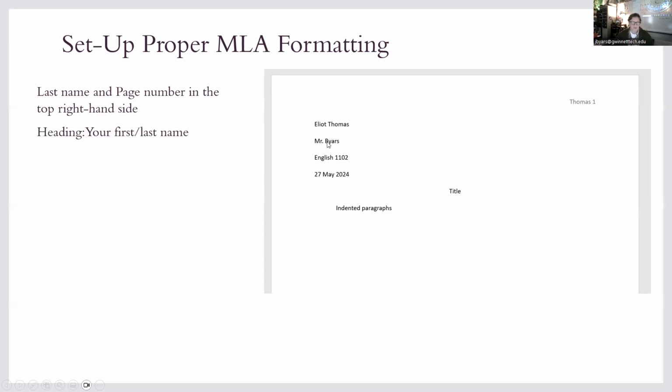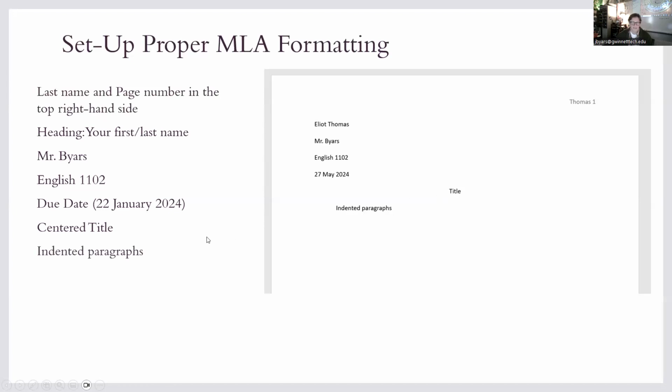The heading begins with your first and last name, my name, the class, and the due date, whatever the due date is. We have the day of the week first, then the month, and then the year. Title should be centered. Your paragraphs will be indented, and everything needs to be double spaced. It needs to be set up double spaced. There should be no extra spaces between paragraphs, and I'm going to show you what that looks like in a moment.